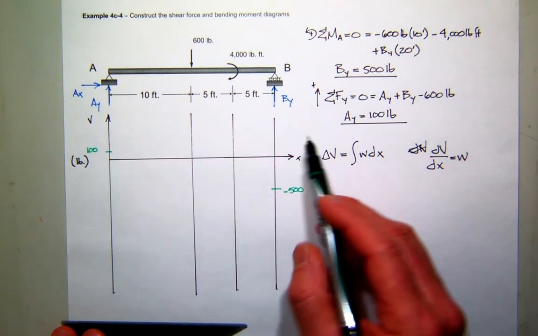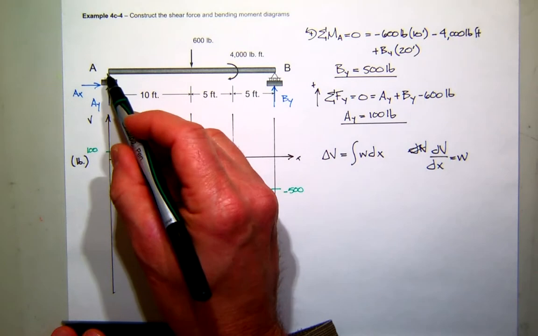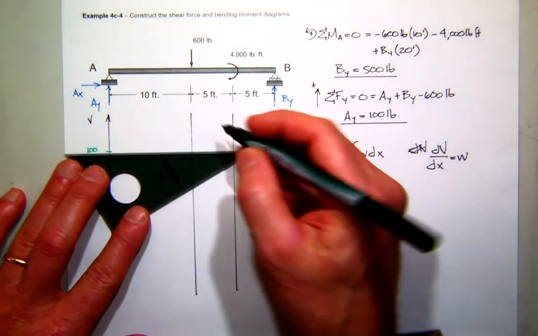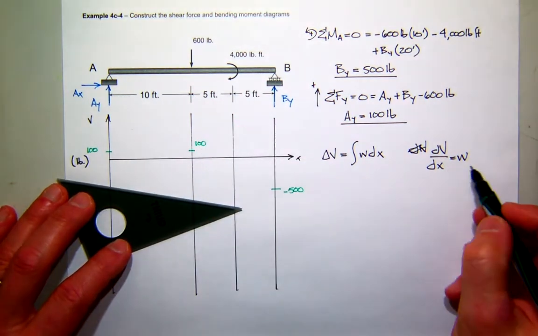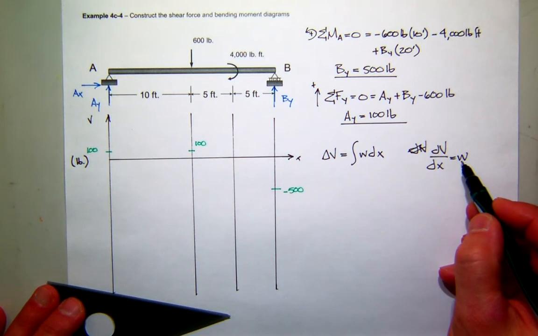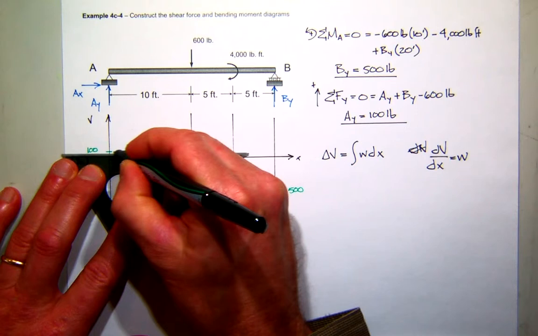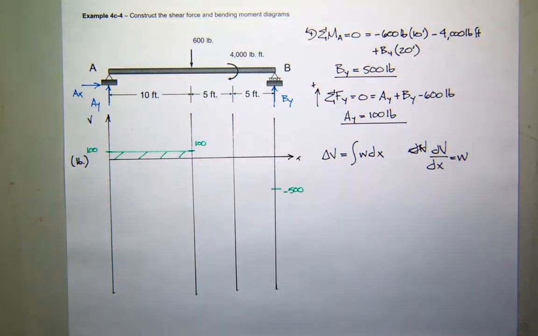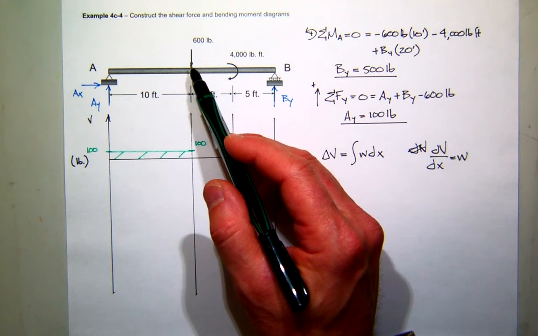Well, according to our relationship, the change in shear is the area under the load curve, and the area under the load curve is nothing, 0. So that means I should have no change. So I should land here, and I should still be 100. And the slope of that curve is going to be equal to the load, and the load is 0, so I'll connect those two points with a line of 0 slope. So you can see in this first 10-foot segment, the shear is constant and equal to 100.